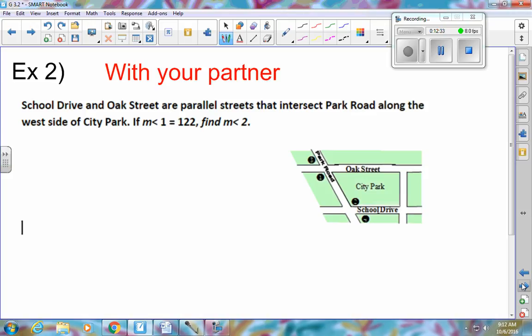Alright, so with your partner, I would like you to spend maybe 2 minutes, I'll be kind of watching the timer here, and think about how you can find angle 2. One thing to make sure to do is write down which postulate or theorem you're using.